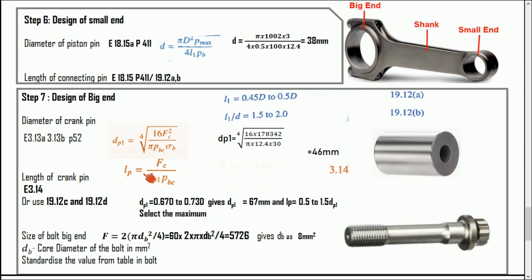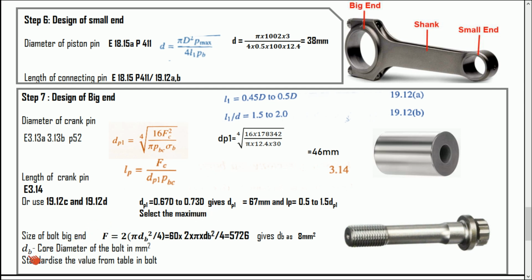See, there are two other sets of equations given in the data handbook, 19.12c and 19.12d, where they have stated dP1 equal to 0.67d to 0.73d, where D is the diameter of the piston, and LP is equal to 0.5 to 1.5 dP1. So using this relation, if we calculate, we are going to get the value of dP1 as a different value. Compare these two values and select the maximum value. For this question I have assumed it is something like this.